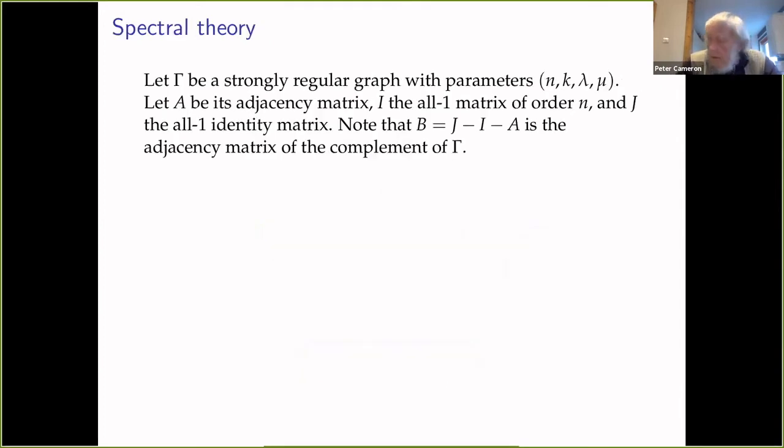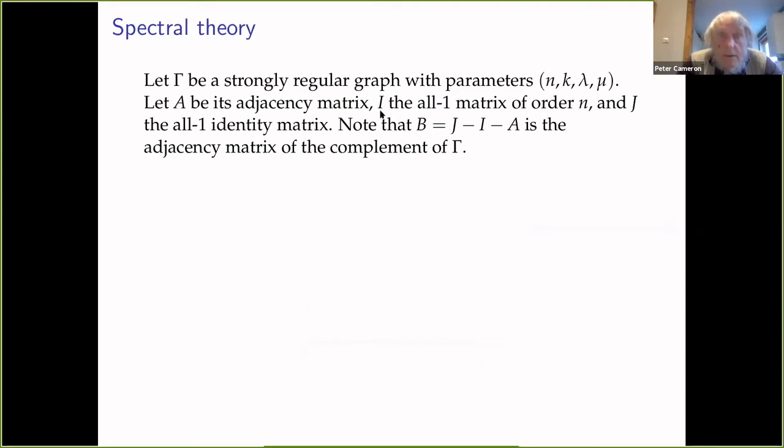So now a little bit about the spectral theory of strongly regular graphs. Suppose you have a strongly regular graph with parameters n, k, lambda, and mu. You take its adjacency matrix to be A. We saw that in the last lecture.